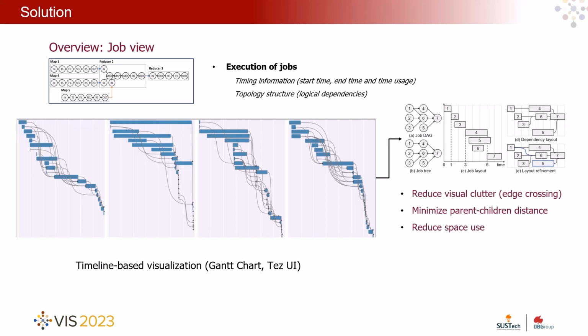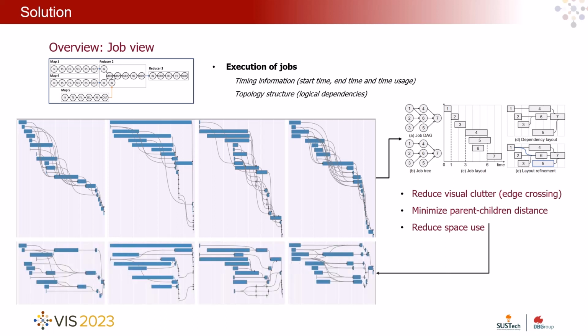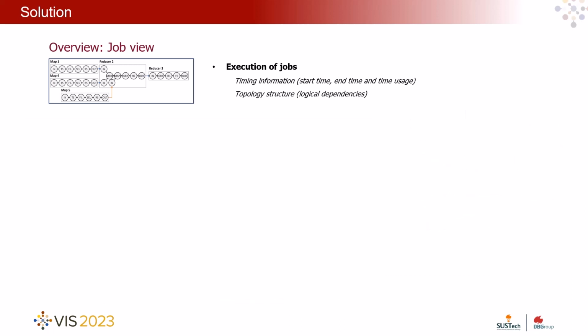First, we aim to reduce visual clutter, often caused by overlapping edges. Second, we try to minimize the distance between parent nodes and their respective children, making it easier for users to follow the topology over time. And last, our layout design should reduce the space usage. Let's take a look at the algorithm's output, which we can find better than the existing visualization in the above aspects. Additionally, we have enriched the job view with 2 visual designs, which can be switched by users.